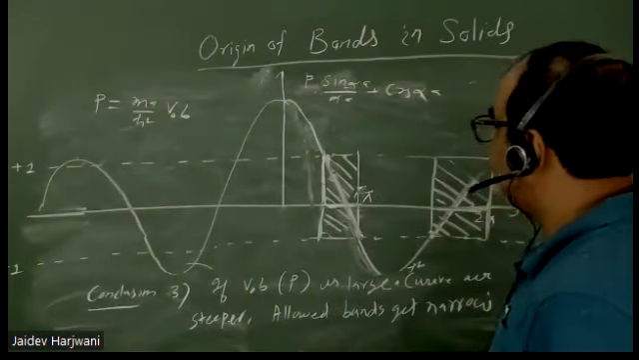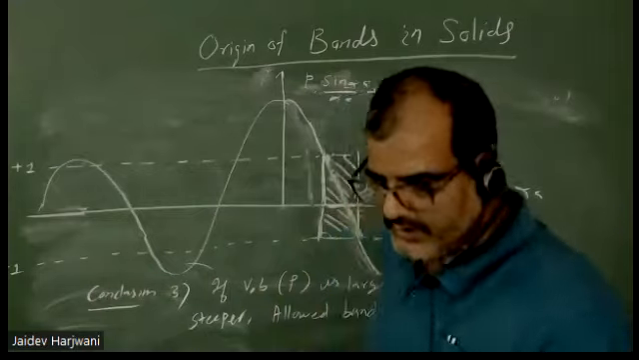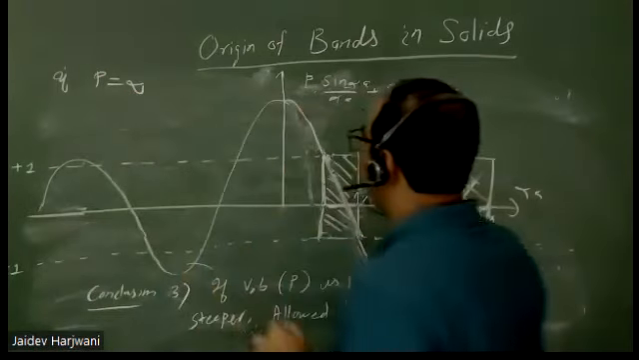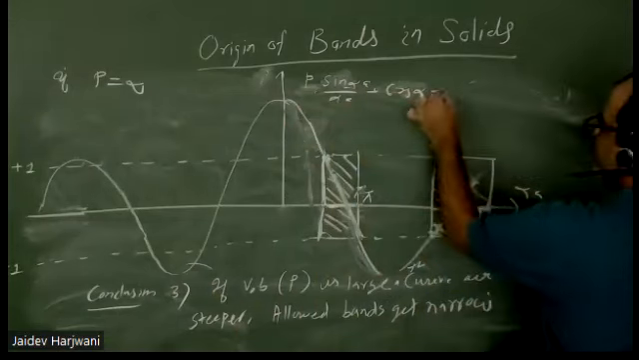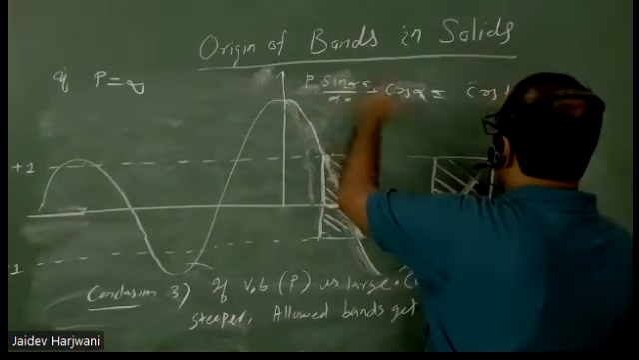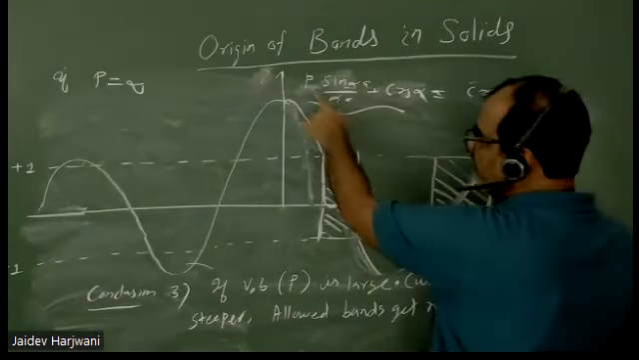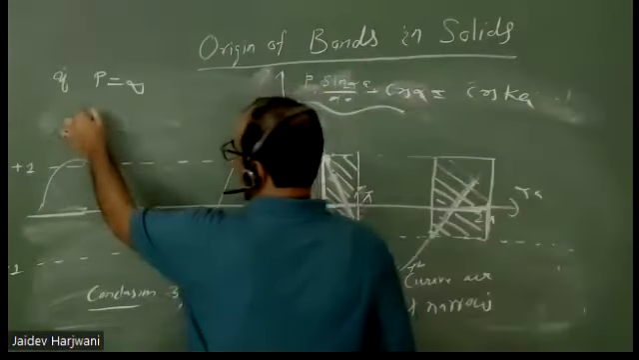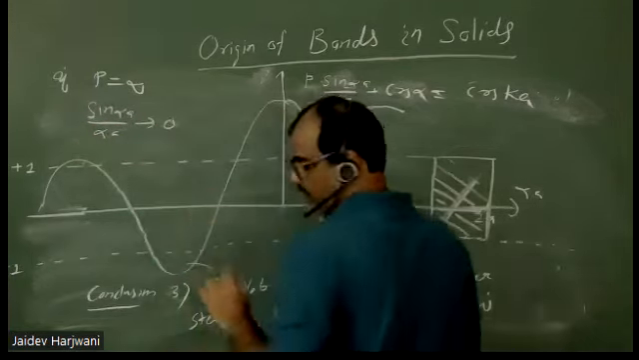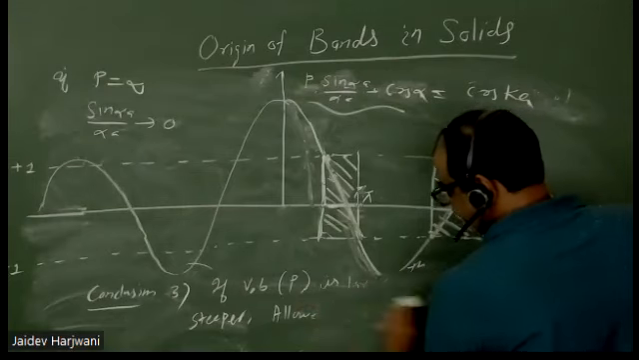Now what happens when your P is infinite? I am writing here P is infinite. In that case, what will we have here? We have cos k a. But this whole thing can go only from +1 to -1. So if you want to make P infinite, this term should be 0. If P is infinite, then sin alpha a upon alpha a should be 0. So when you put sin alpha a upon alpha a equal to 0, what will you get?